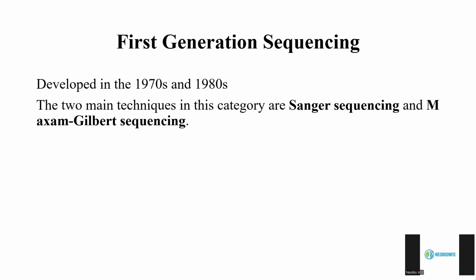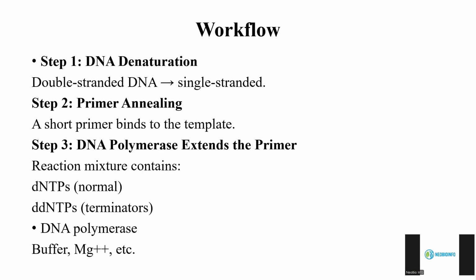First generation sequencing was developed in the 1970s and 1980s. First generation sequencing has two main categories. The first is Sanger sequencing and the second is Maxam-Gilbert sequencing. So this is the complete workflow of Sanger sequencing.